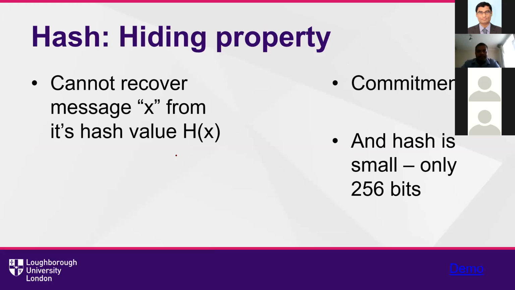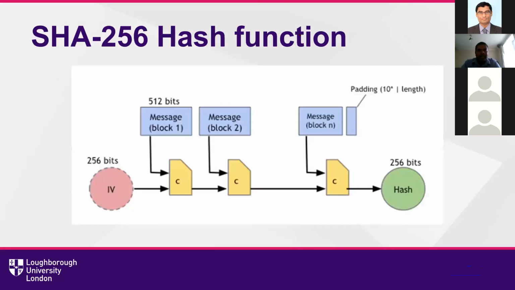The second one is the hiding property. You cannot recover the message X from that 256-bit output. You can't recover the input message. It is impossible. If you could recover it, you would get a Nobel Prize, right? It is quite difficult. So this is how it works.